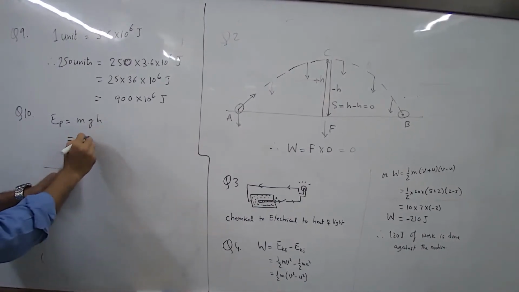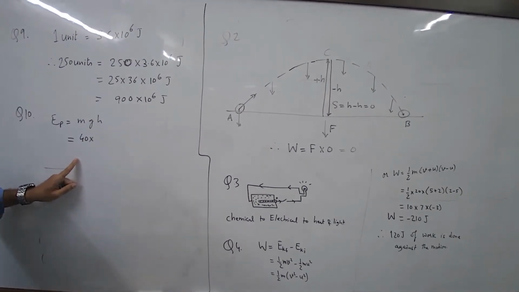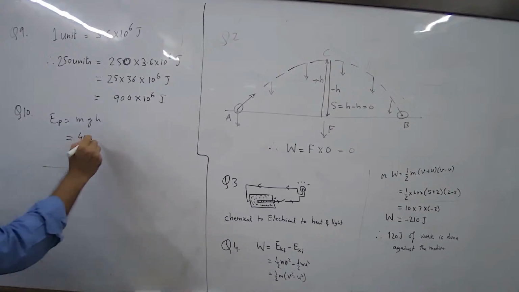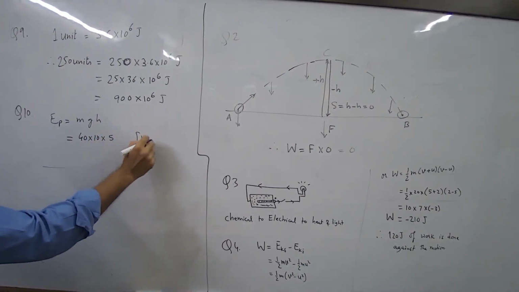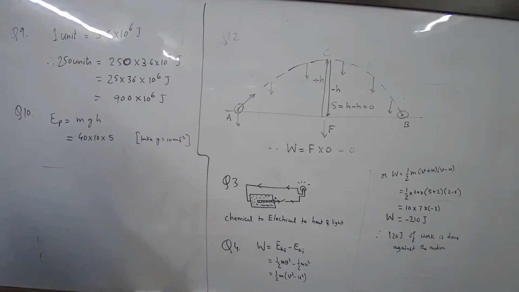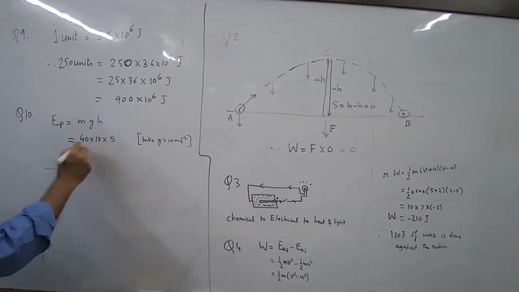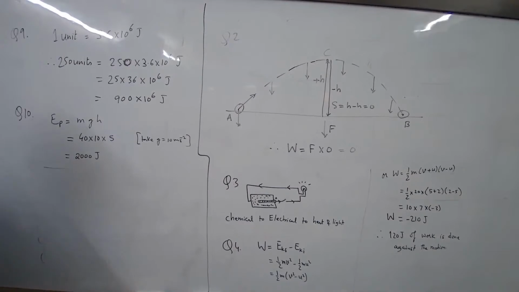40 kg. And then we take g as 10 and 5 meter. We are taking g equal to 10 meter per second square. Okay. So how much is this? 4 fives are 20. 2000 joules.